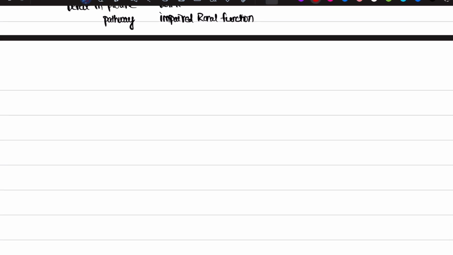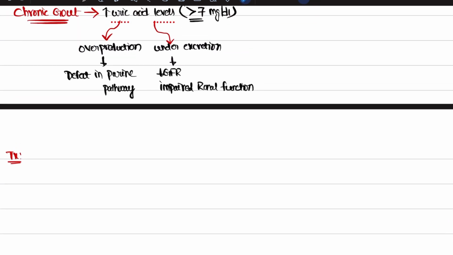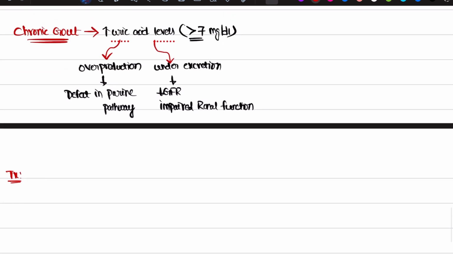Here the treatment is, first, we are going to decrease the overproduction. So we'll stop this overproduction, and next we'll increase the excretion. These are the two ways we are going to give the drugs, so that they help the patient to decrease the uric acid levels. So our aim is to decrease the uric acid levels.